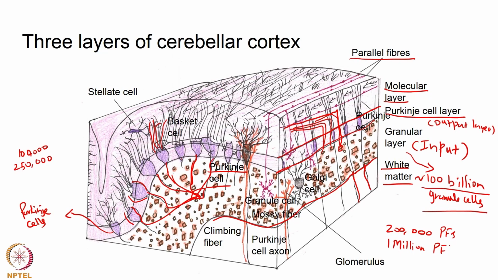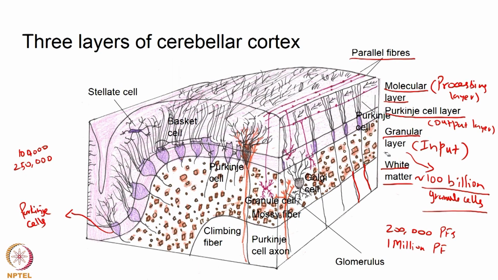It turns out that the interaction between the input layer, the granule cells, and the output layer, which is arguably the Purkinje cell layer, happens at the molecular layer. So, this is the major processing layer of the cerebellum. Let us remind ourselves one more time what is going on. The major inputs are received at the granule cell level, at the granule cell layer or the granular layer.